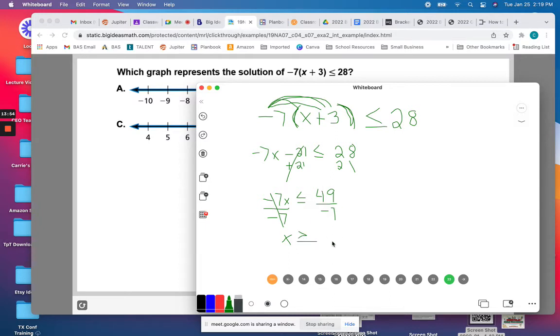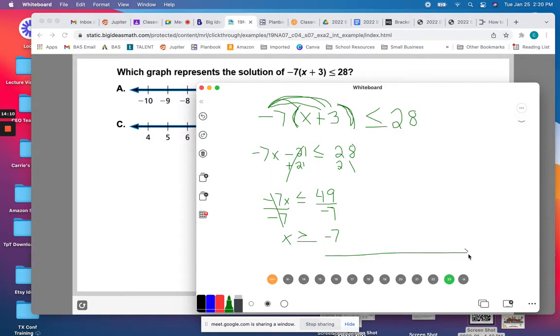What's 49 divided by negative 7? Negative 7. 7 times 7 is 49, isn't it? Mm-hmm. So then you just have x is greater than or equal to negative 7.